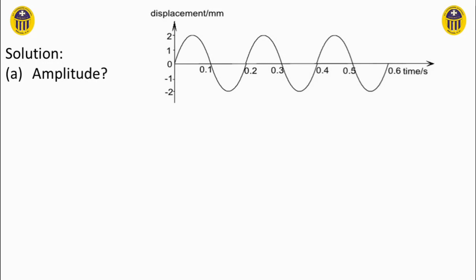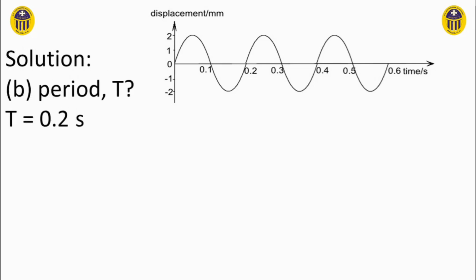Part A, amplitude. We determine the amplitude by looking at the crest and seeing what displacement value corresponds to the crest. From our graph here, it is 2 millimeters. Converting that to meters, we divide by 1000 and it gives us 0.002 meters.